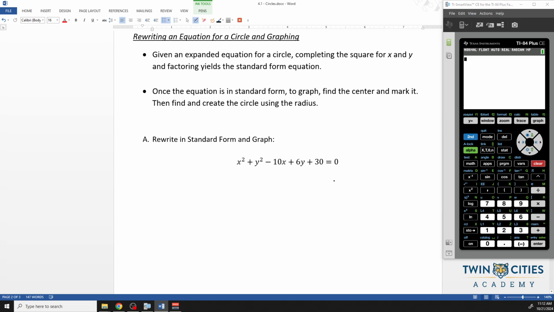Well, this is going to require us to complete the square for both x and y in order to get this equation in standard form, which is going to be a lot easier for us to see where the center is, and how long the radius is, and then from there be able to graph it a lot easier than just this. So here's what I would do. First, let's subtract this 30 from both sides. I want to get any constants over to the other side.